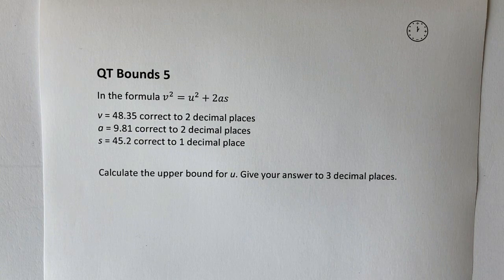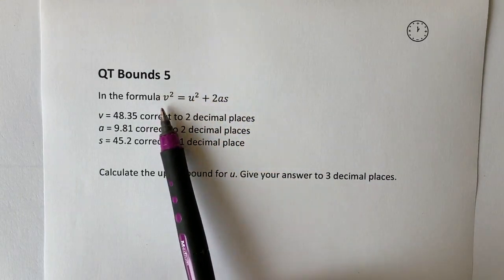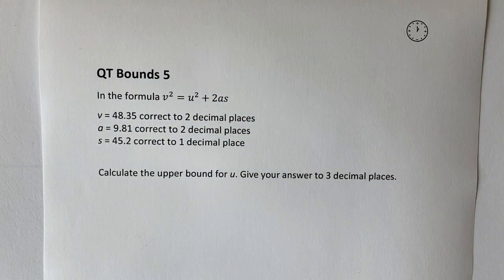Hi, this is the last question in the playlist where we're looking at bounds, and I've saved the best till last. This is probably about as complicated as it gets. The thing you need to look at is not just trying to figure out the upper and lower bounds for each of the numbers, but also you're going to be doing a little bit of algebra to manipulate this formula in order to make u the subject.